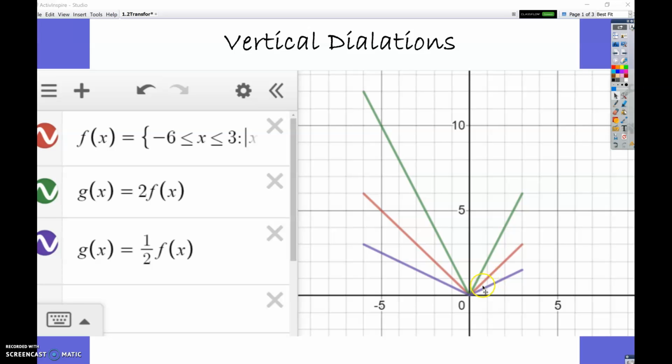The parent graph is the red f of x. Notice how it's just the absolute value of x graph, like on your notes page that you took in class, and we've limited the domain from -6 to 3. We do that so you can definitely see the difference between a vertical dilation and a horizontal dilation. For example, you will note that on the side of my Desmos graph, I have a green graph where the 2 is in front and a purple graph where the half is in front.